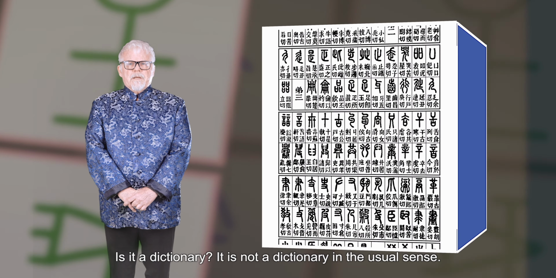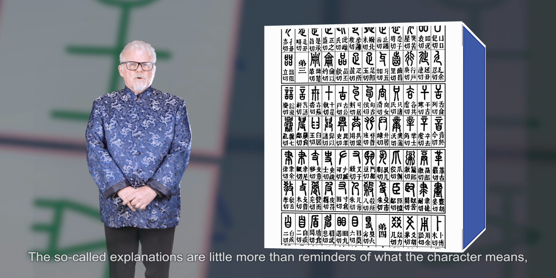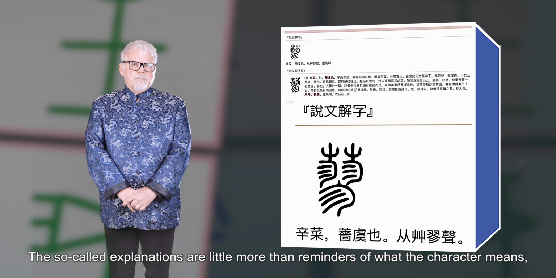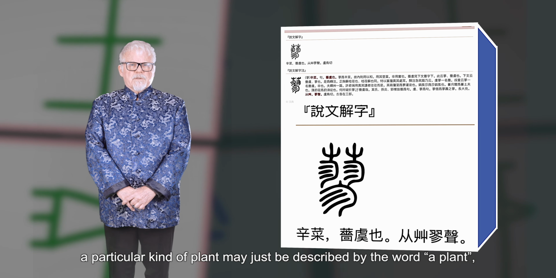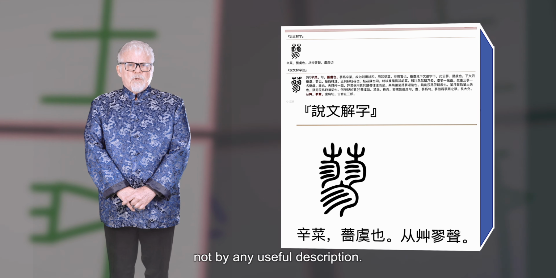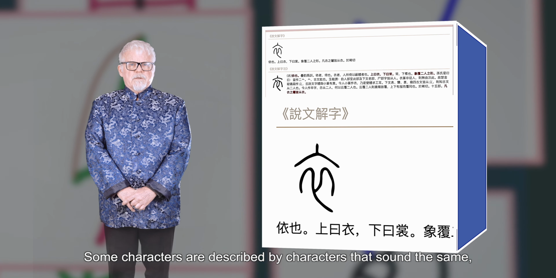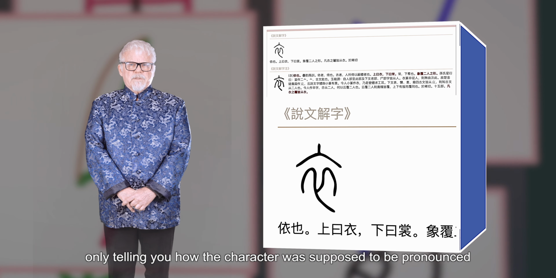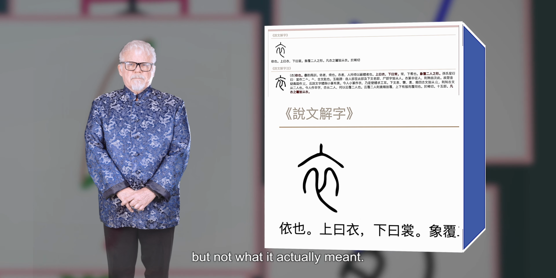Is it a dictionary? It is not a dictionary in the usual sense. The so-called explanations are little more than reminders of what the character means. A particular kind of plant may be just described by the word a plant, not by any useful description. Some characters are described by characters that sound the same, only telling you how the character was supposed to be pronounced, but not what it actually meant.